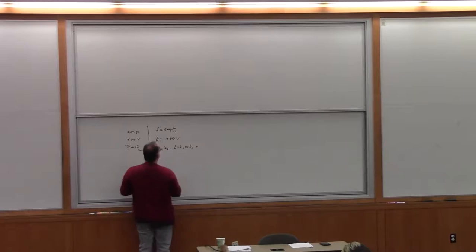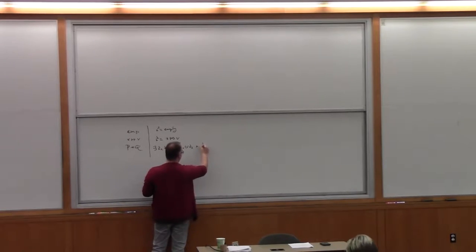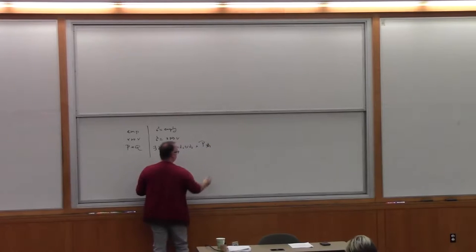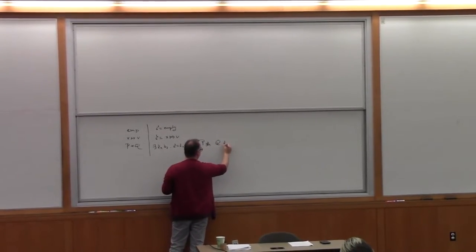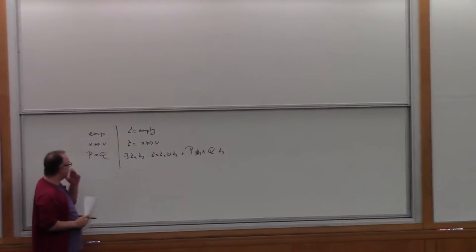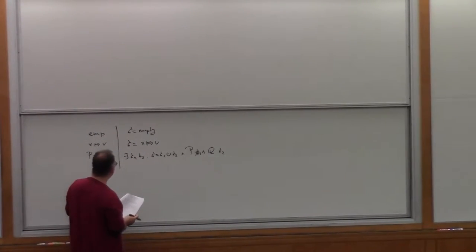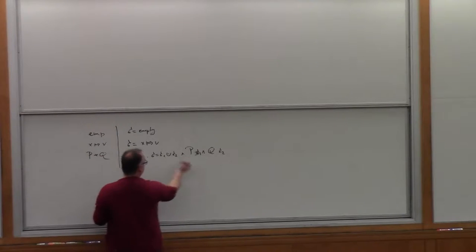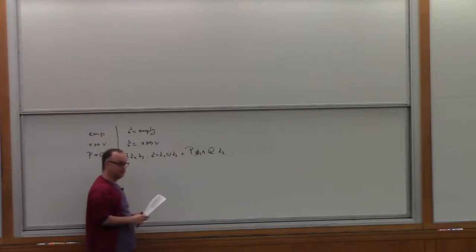and p holds of sigma 1, and q holds of sigma 2. So I am explicitly passing to each predicate the heap that I want to talk about.